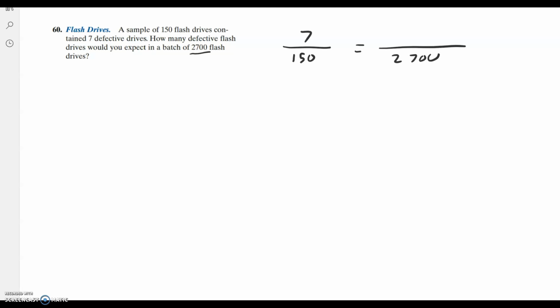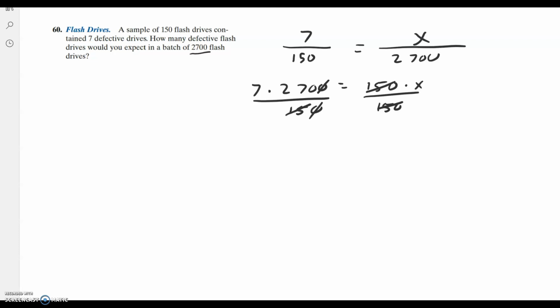So let's be a little more sophisticated in using x for the unknown. And let's cross multiply: 7 times 2,700 equals 150 times x. I'm in no hurry to actually calculate. So x equals 7 times 2,700 divided by 150. You could grab a calculator and do that. I don't feel like it. So I'm going to divide 10 into 2,700 and get 270. And divide 10 into 150 and get 15.